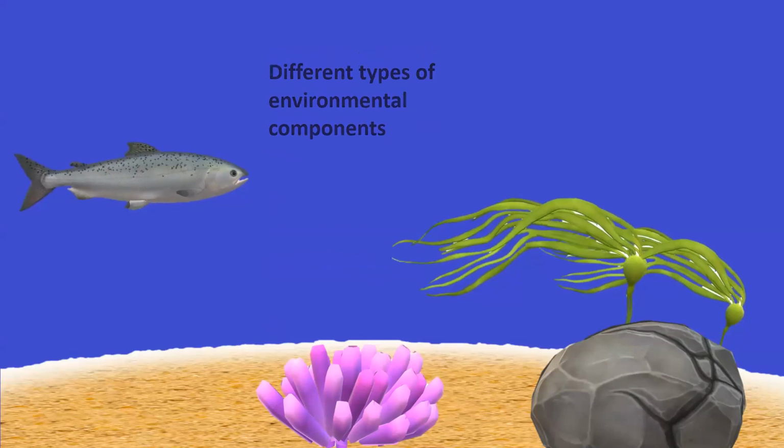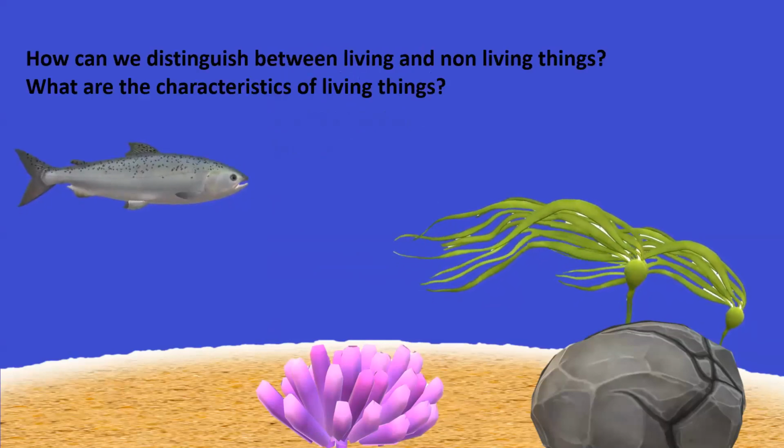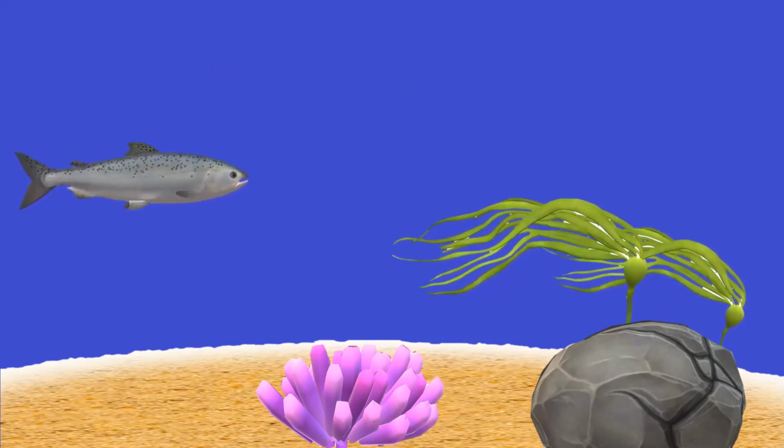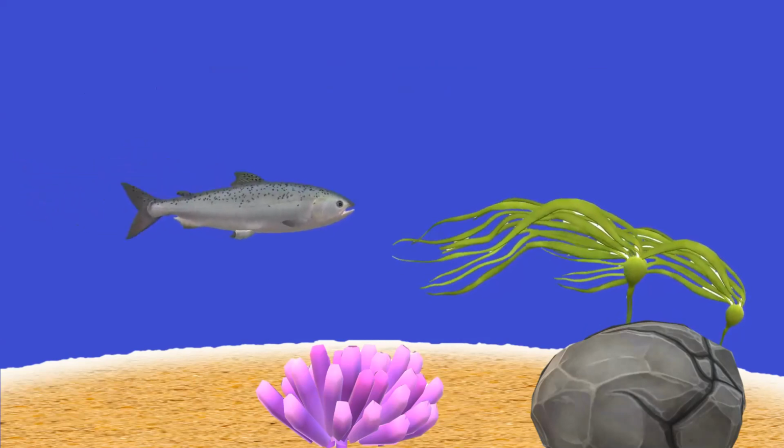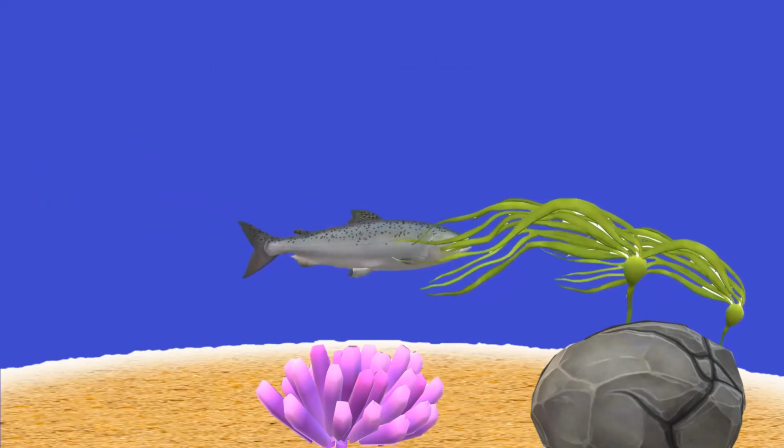So there are different types of environmental components. In an environment we have different things. How can we distinguish between the non-living and living things? For that, we need to know what are the characteristics of living things. For example, if we observe nature, if we observe the ocean, we observe the sea, we can see organisms like fish can move. Okay, so the first characteristic of living things is movement, motility.